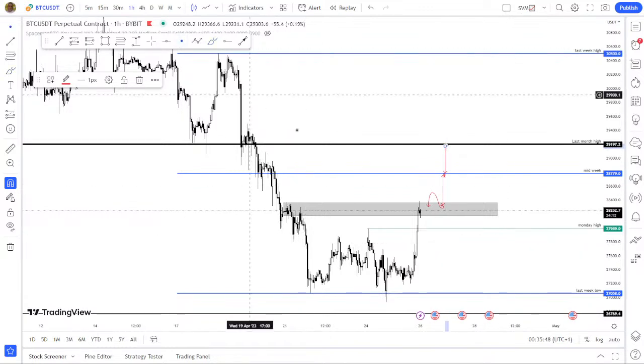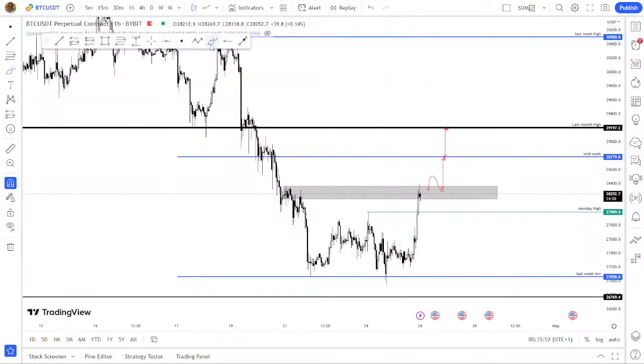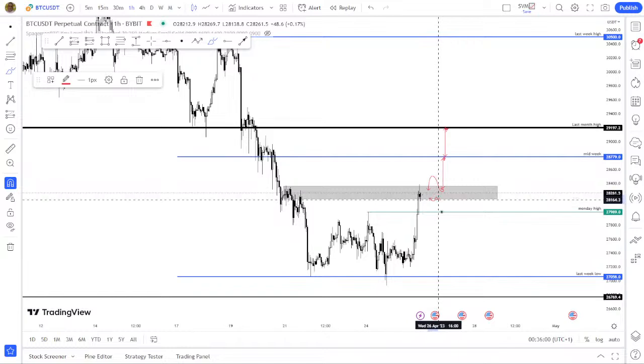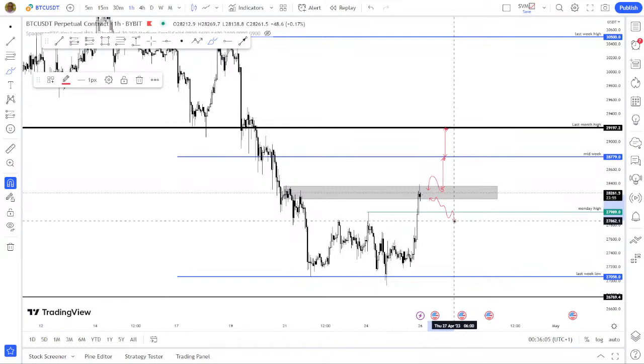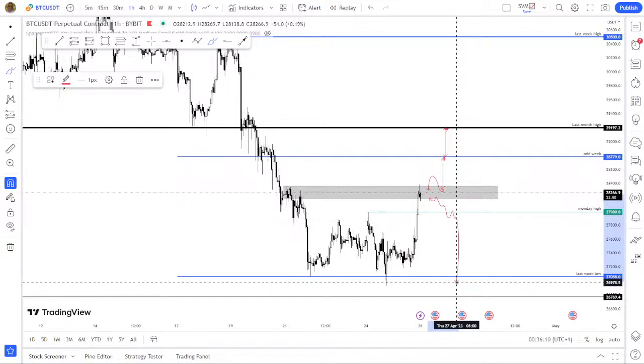That's for long triggers. For short triggers, if we do get a rejection, I wouldn't short immediately. If we do get a rejection, I'll be looking for something like this, a break back into Monday's high, right? I'll look for short structure, short it back down to last week's low as first target, then second target will be this mid area, right? I don't know if that's clear.